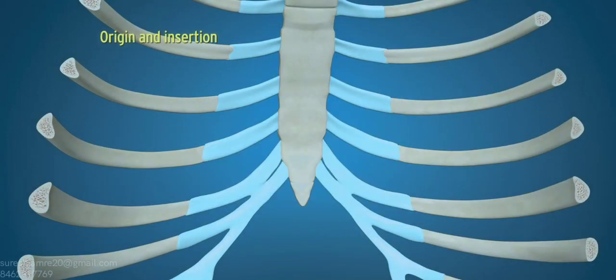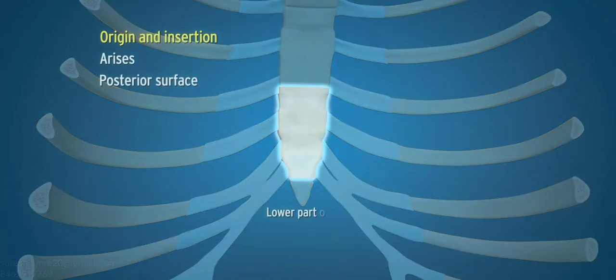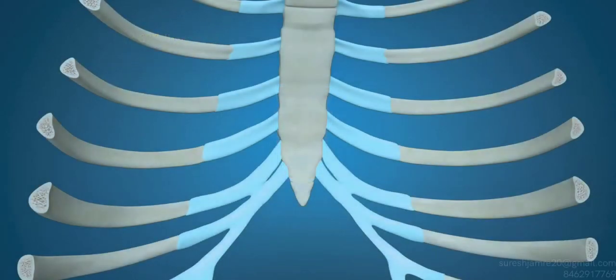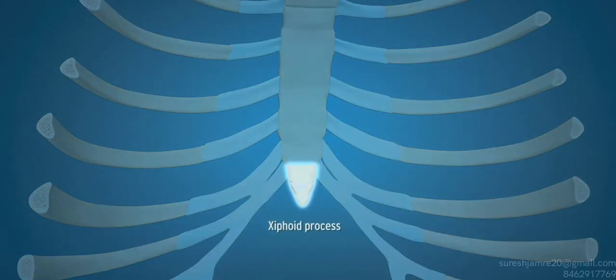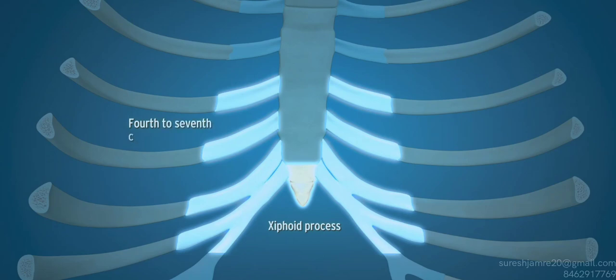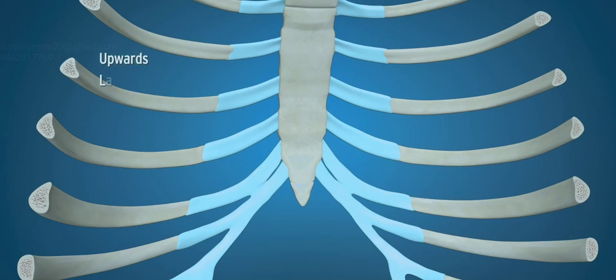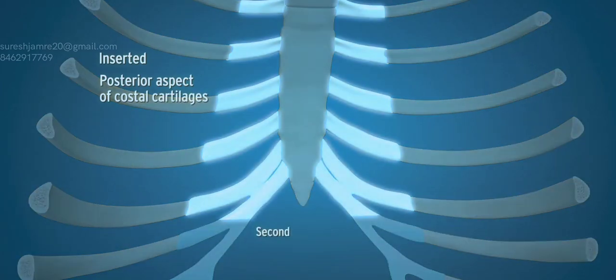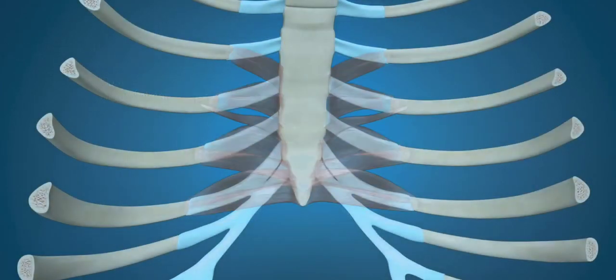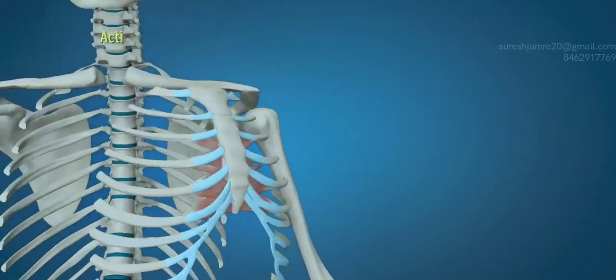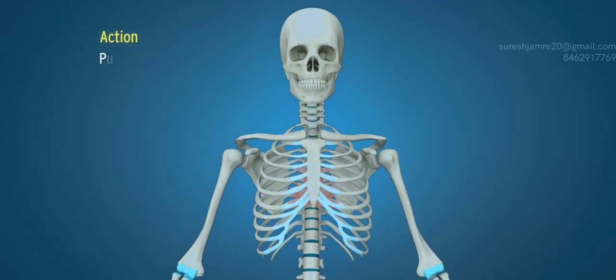Origin and insertion: arises from the posterior surface of the lower part of the body of the sternum, xiphoid process, and also from adjacent 4th to 7th costal cartilages. The fibers pass upwards and laterally and get inserted into the posterior aspect of the costal cartilages of 2nd to 6th ribs. Action: it assists in pulling the costal cartilages in which it is inserted.